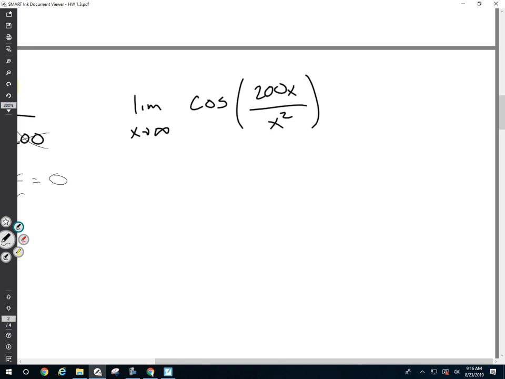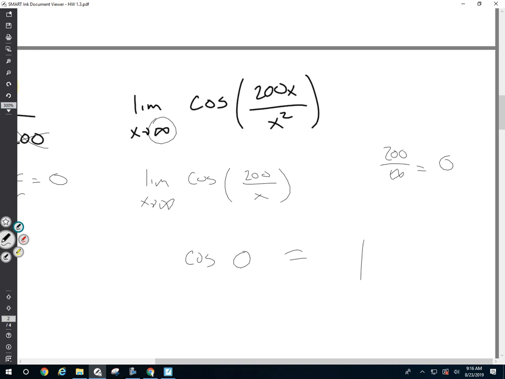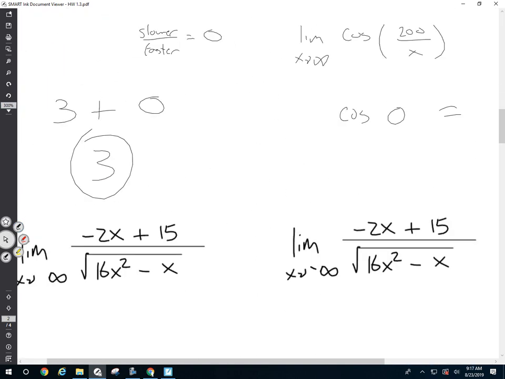This example, it's a classic example. We're plugging infinity in for x. I only have 2 terms. I can see that this cancels. I could just write it right off the bat as 200 over x. If I plugged in infinity for x, it would be like the cosine of 200 divided by infinity, that'd be approaching 0. It'd be like the cosine of 0, which is 1. And that's my answer, 1.